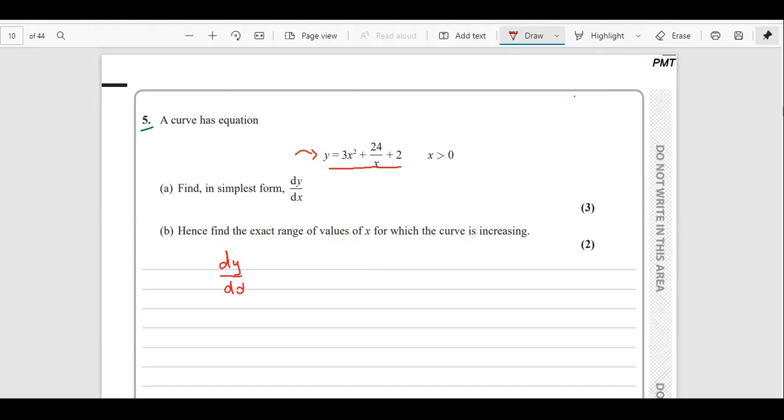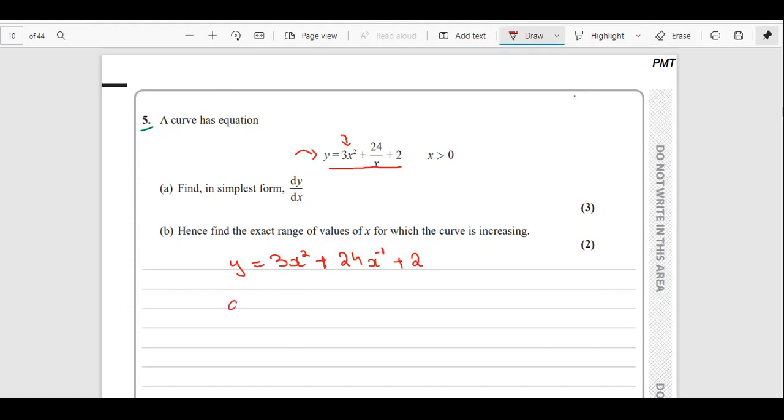So dy by dx is going to be, so we have 3x square. First step is to write it in a simple way, so we are very clear with the steps. 3x square, plus 24 times x to the minus 1. Very good. Plus 2.